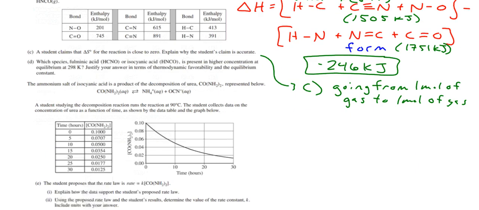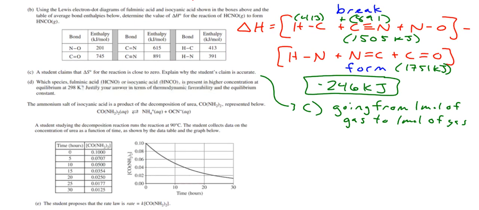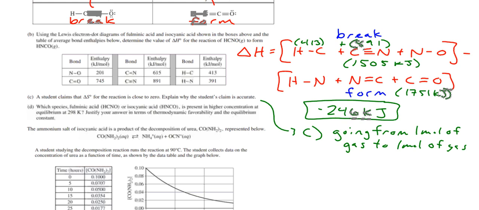Final part. Again, we did this one quickly. Which species is present at higher concentrations at equilibrium? Justify your answers in terms of thermodynamic favorability and the equilibrium constant. Okay, so more or less, they're trying to give all this to you. The very fact that they say thermodynamic favorability, that is change in G. They said equilibrium constant, so please find that on your orange sheet. They're going out of their way to say basically calculate this.